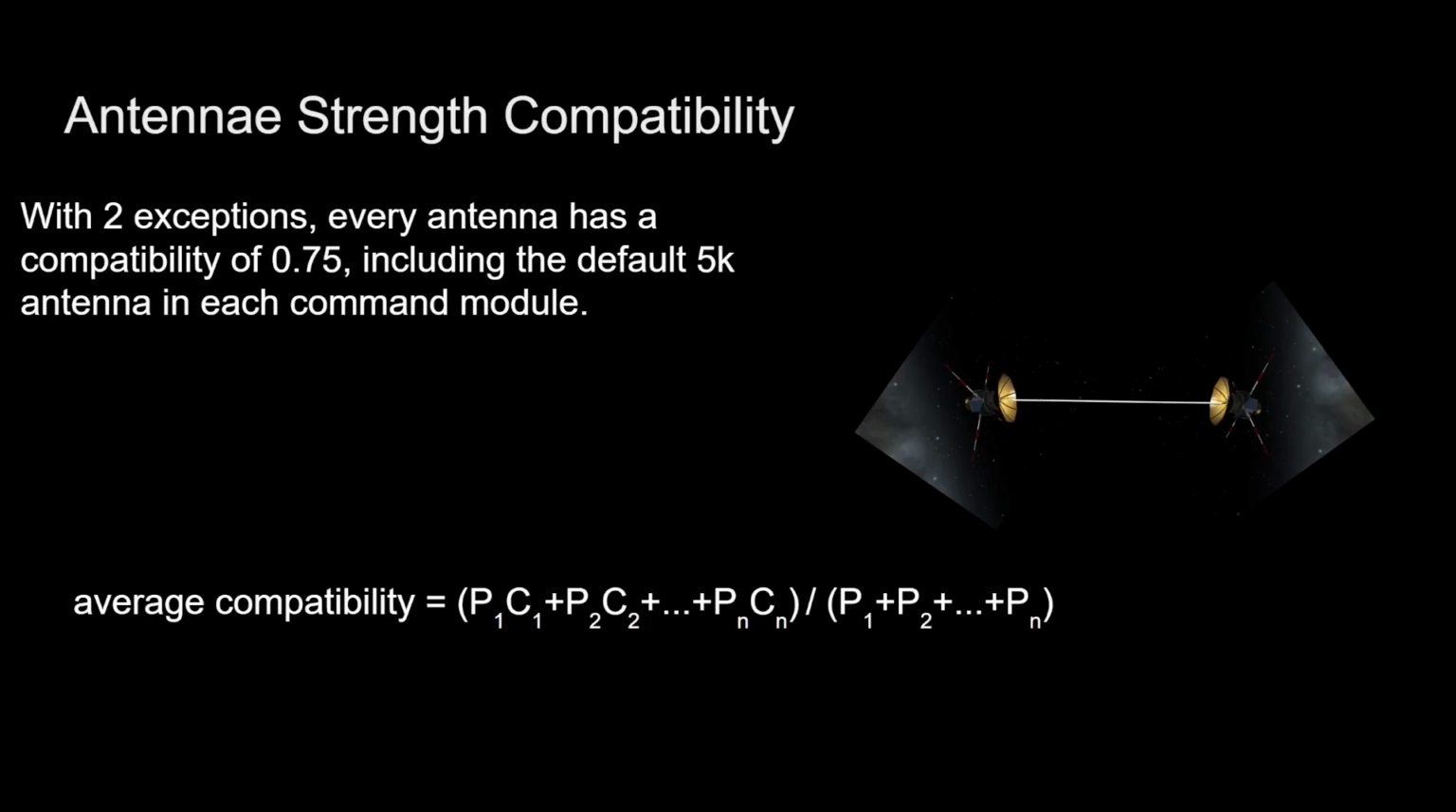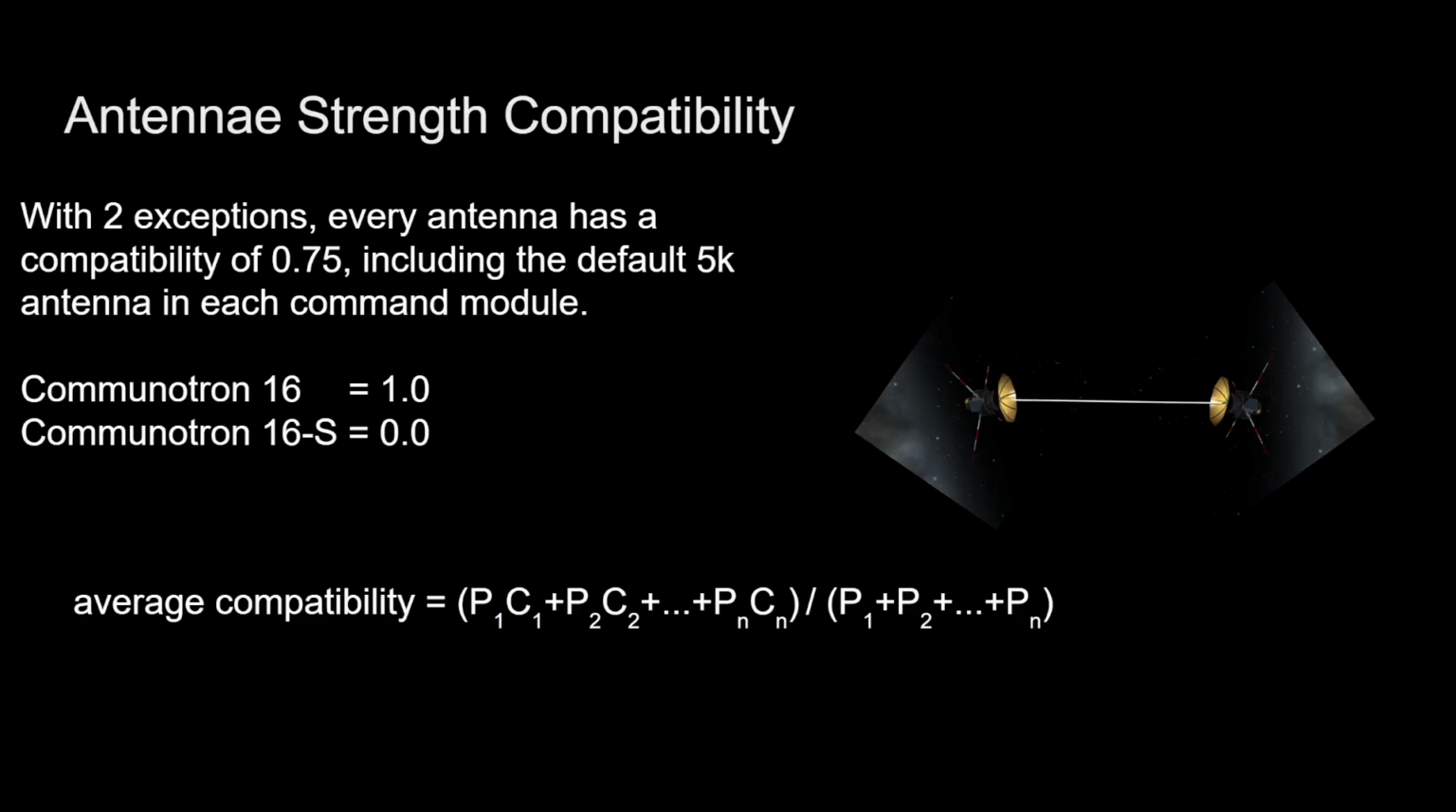So what is this compatibility? Well, with 2 exceptions, every antenna has a compatibility of 0.75, including the default 5K antenna that's in each command module. To get the overall average compatibility, you multiply an antenna's power by its compatibility rating, and you add all these together, then divide by the total power. 2 exceptions: The first one is the Communitron 16, which has a compatibility of 1.0, and the Surface Communitron 16, which has a compatibility of 0.